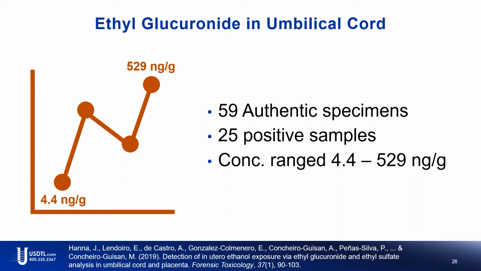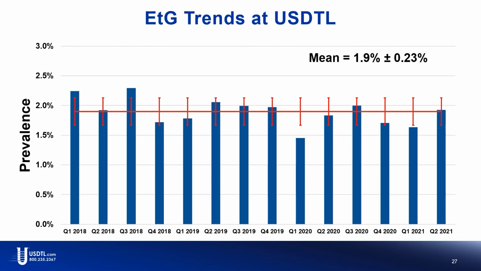So what do we see here at USDTL day in and day out? Here's a chart that shows our positivity rate or prevalence over the past couple of years. And you can see that the mean positivity rate is 1.9% plus or minus 0.23%. So this has remained rather consistent over the last several years here at USDTL.